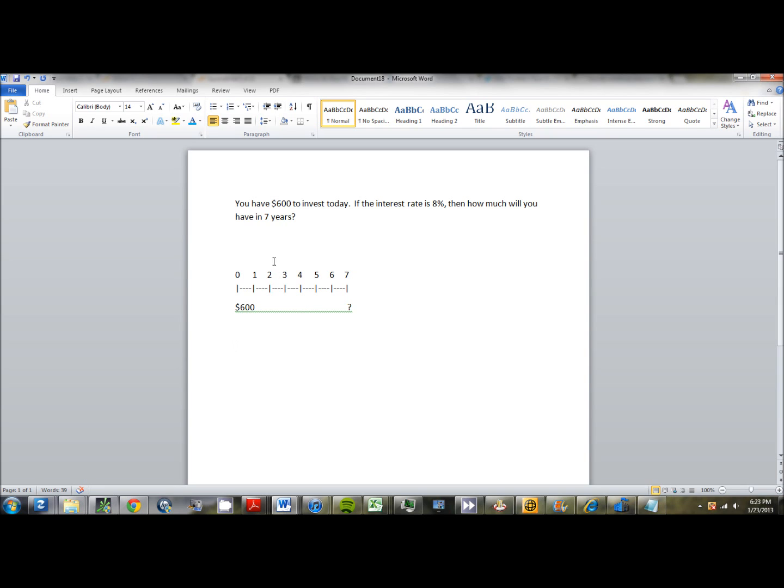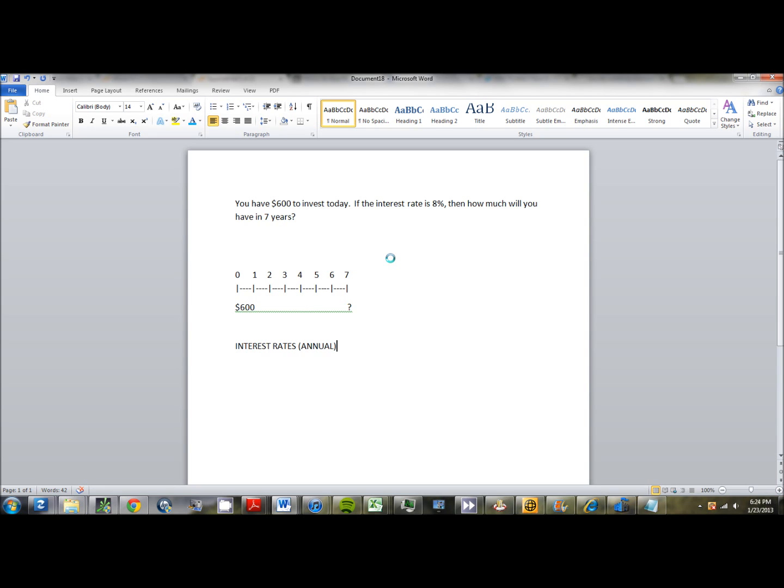All right, so we've got the basic timeline constructed right here, right? So I've got 600 today. I need to know how much this is going to be worth in 7 years at 8%. The first thing you want to remember in terms of time value of money is that interest rates are always going to be quoted annually, right? And when I say always, I mean 95 times out of 100. The default setting for interest rates is an annual representation, an annual quotation.